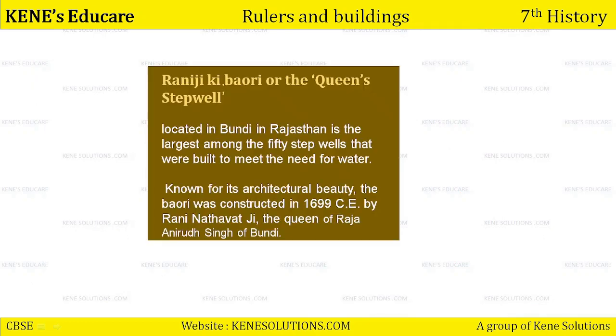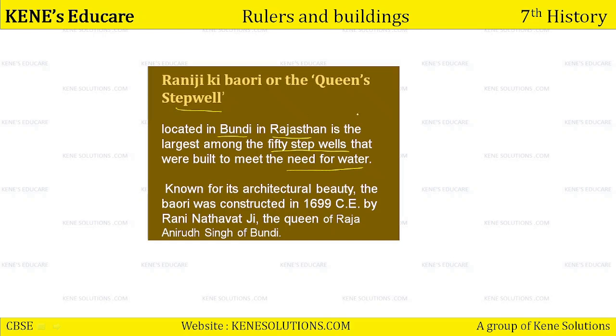Rani Ji ki Bauri, or the Queen's Stepwell. It is a very famous Bauri, or stepwell, located in Bundi, which is in Rajasthan. It is the largest among the 50 step wells that were built to meet the need for water. Water ki itni need thi, and there was such a lack of water in that particular area, especially the entire state of Rajasthan. Now the conditions are far better.